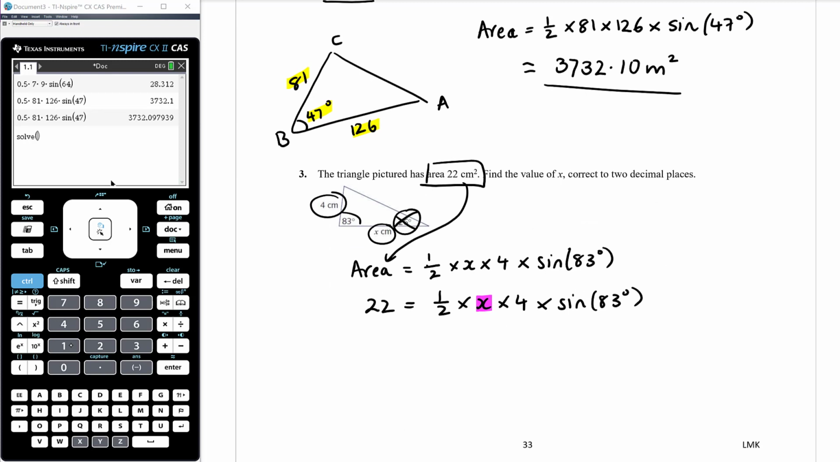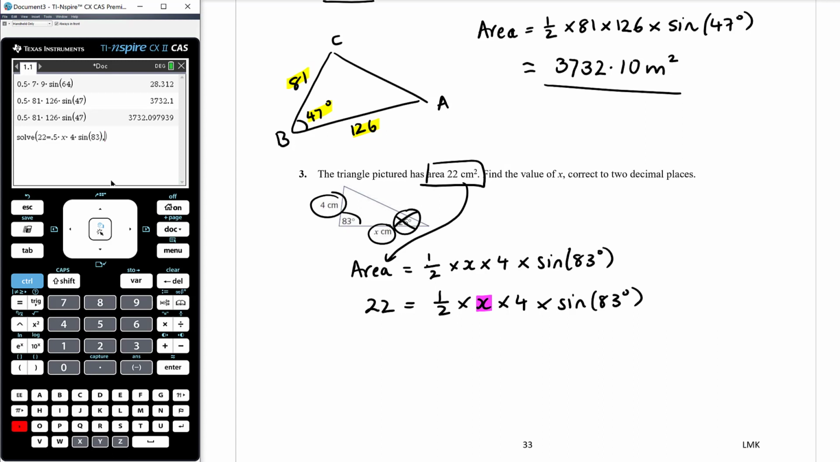So we need to solve in this instance 22 equals half. I'm just going to type that as 0.5. If I want my answer as a decimal anyway, I may as well just type 0.5. It's quicker. 0.5 times x times 4, times sine of 83. We're in degree mode, so it understands that the 83 I've just typed is an angle in degrees.